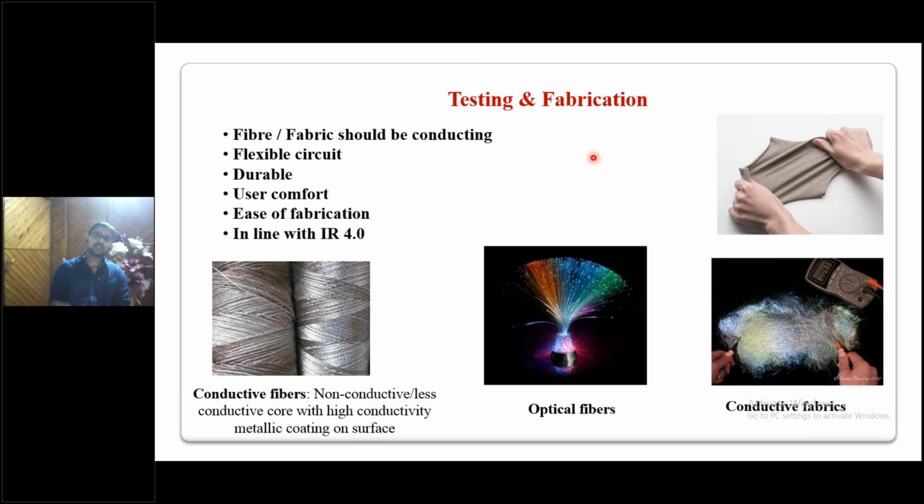Now testing and fabrication. The main challenge is to make it conducting. Obviously, fabric should be conducting. So if we inject some nanoparticles, or if we take some copper or aluminum or gold or silver based fibers, they are all conducting. Then the circuit should be flexible. Obviously, if we are designing an electrical transducer on a flexible substrate, it should be flexible. It should be durable. We should have comfort also, and ease of fabrication.